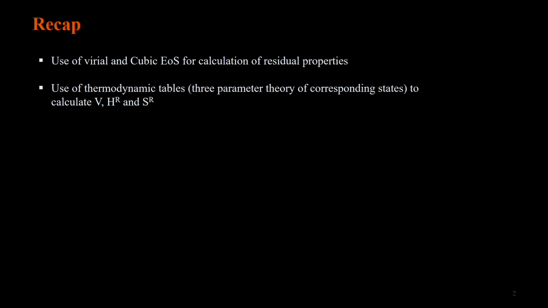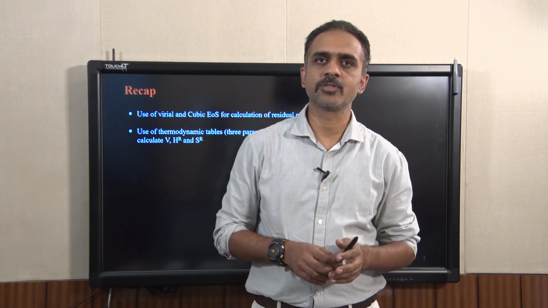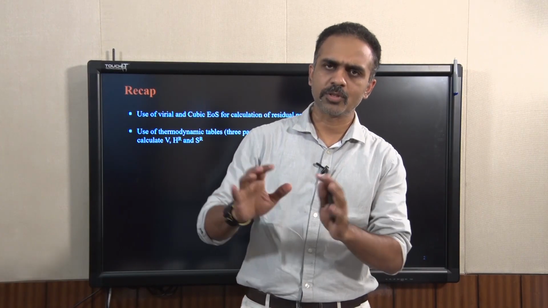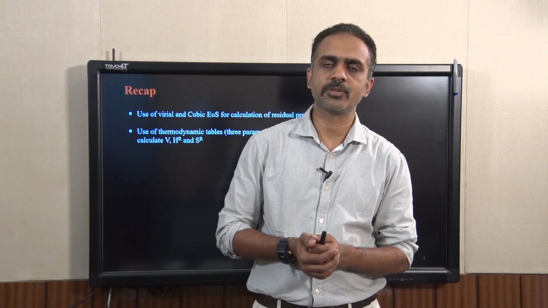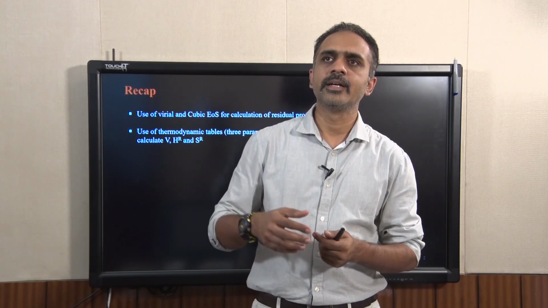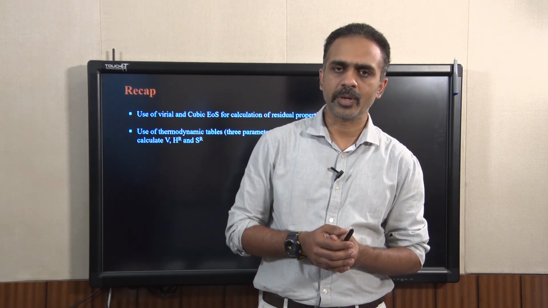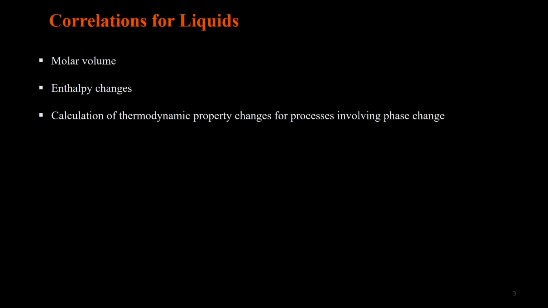Most of our focus so far has been on the vapor phase, although we talked about the vapor-liquid region beneath the dome in the case of cubic equations of state. But most of our focus has been on the vapor phase. What we'll do today is look at some of the correlations that are available for calculation of the liquid molar volume and enthalpy changes due to vaporization. So let's start our discussion with some of the correlations for liquid molar volumes.